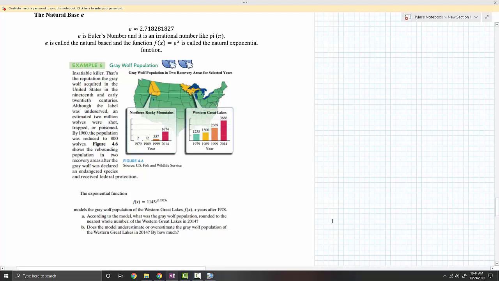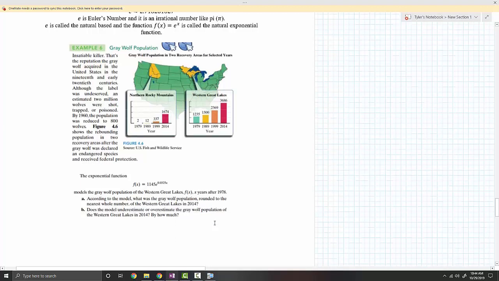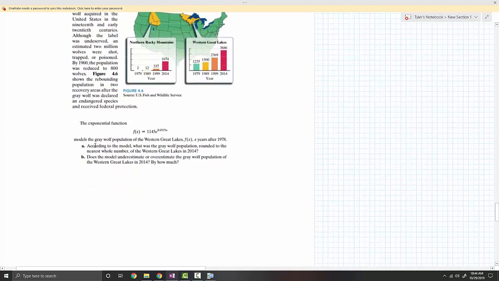So for part A, using the model, we want to round to the nearest whole number what the wolf population of the Western Great Lakes would be in 2014. If we take 2014 minus 1978, you get the number of years after 1978, which is 36. So for part A, essentially what you want to do is find f of 36.